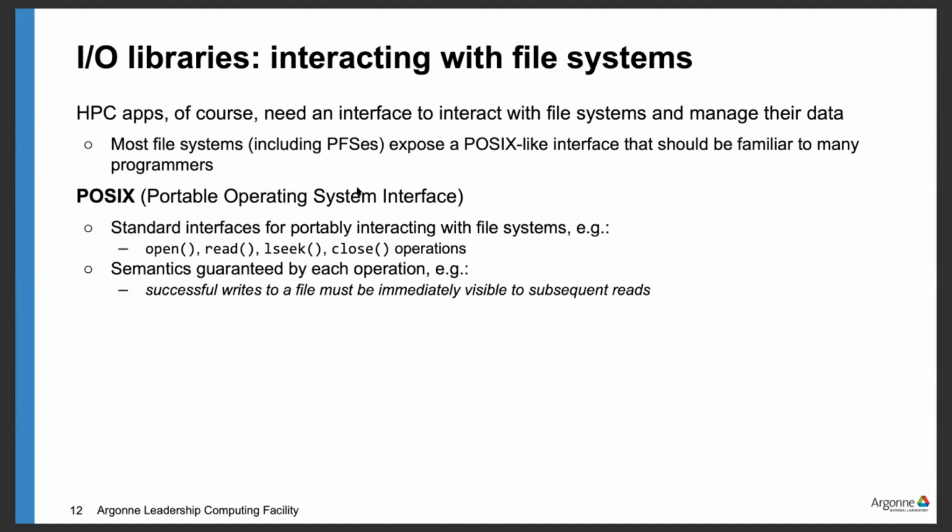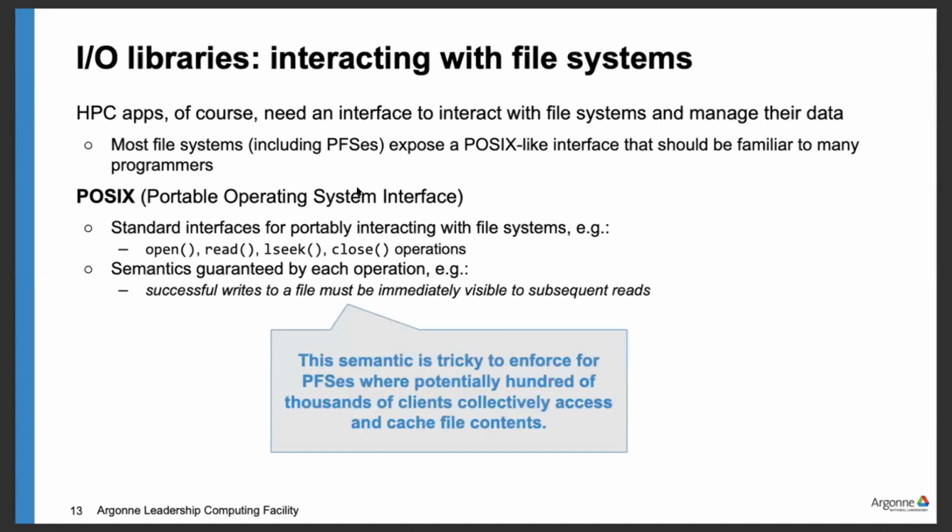A notable one for parallel file systems is this semantic where successful writes to a file must be immediately visible to subsequent reads to that file. That's a very reasonable semantic that you'd expect to have, subsequent readers being able to see what's already been written to a file. But that's really difficult to enforce on parallel file systems.